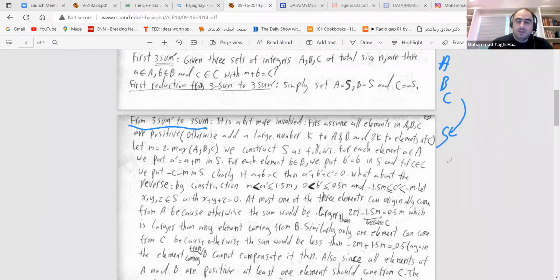The first assumption is that all elements in A, B, and C are positive. That is easy. Why not? Because if some of them are negative, we can just find the most negative number and take the minus of that number, the absolute value, and call it K. We can add this K to all elements of A and B and then 2K to the elements of C.